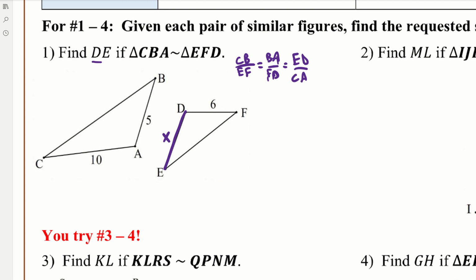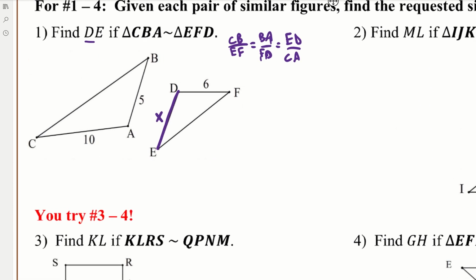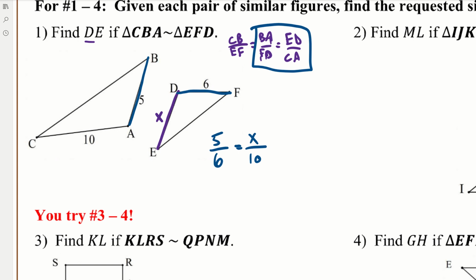What I do know is BA and FD. That one's going to be useful to me. So I am going to say 5 over 6, and that is going to be equal to ED, which I determined is my X, over its corresponding part, which is CA, in this case 10. That leaves me with a ratio that I can solve.